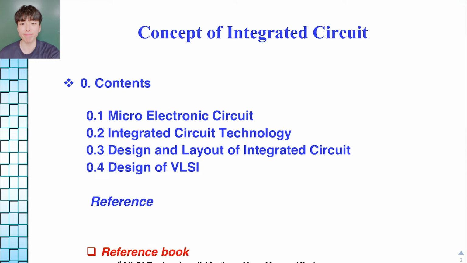I'm going to explain the concept of semiconductor integrated circuits, and these are the contents. First, microelectronic circuit. Second, integrated circuit technology. Third is design and layout of integrated circuit. Fourth is design of VLSI. And the reference book is VLSI Technology. The author is Professor Nam-Young Kim.